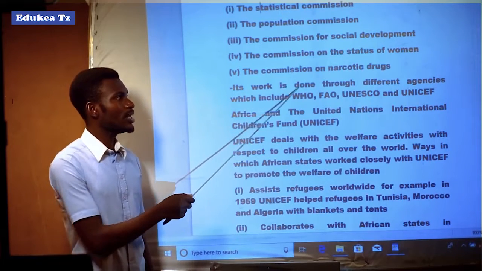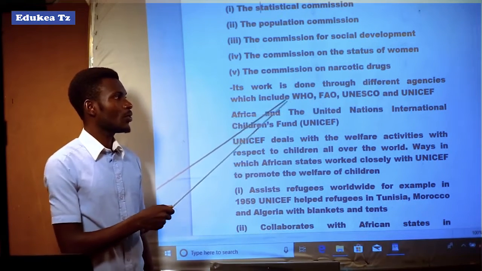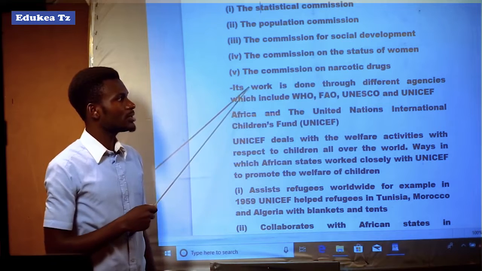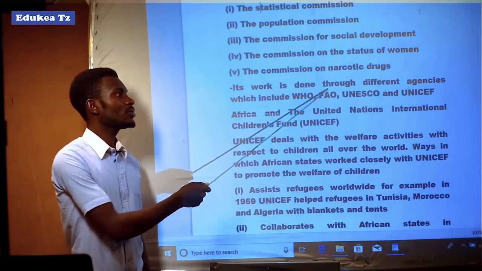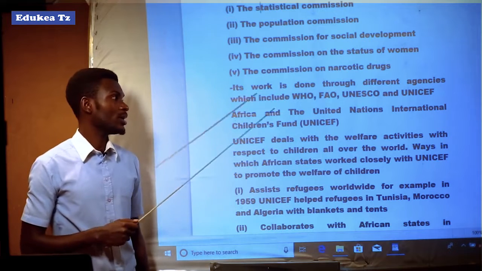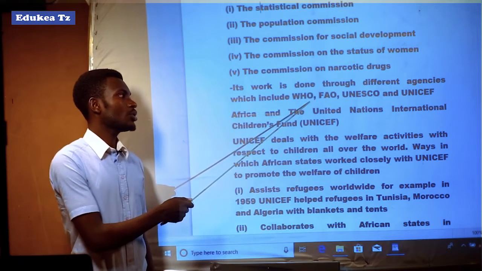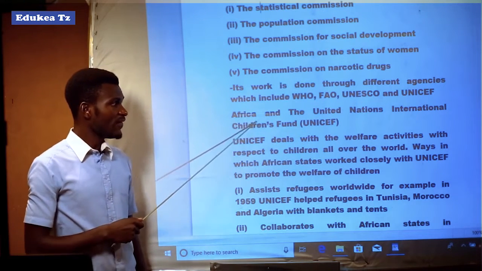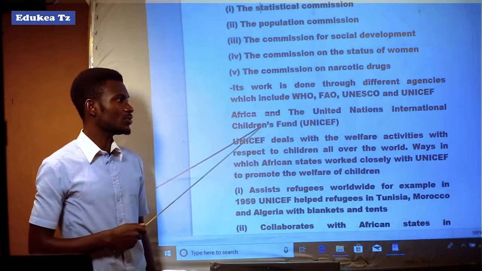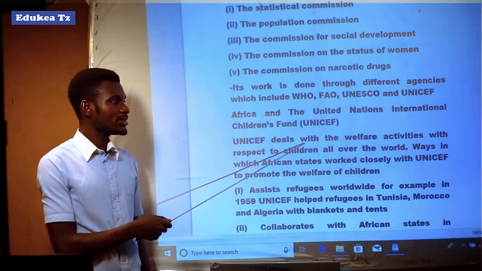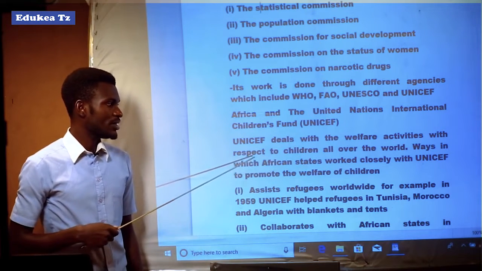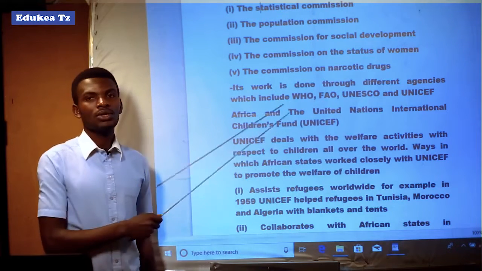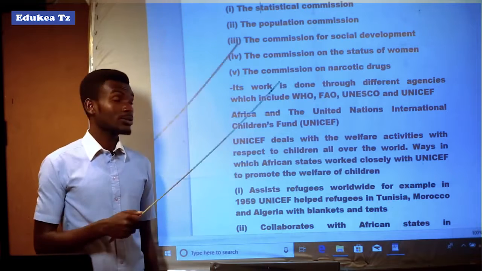Its work is done through different agencies which include the World Health Organization, the Food and Agriculture Organization, UNESCO, and UNICEF. The United Nations International Children's Fund, UNICEF, deals with welfare activities with respect to children all over the world. These are the agencies which work under the Economic and Social Council.